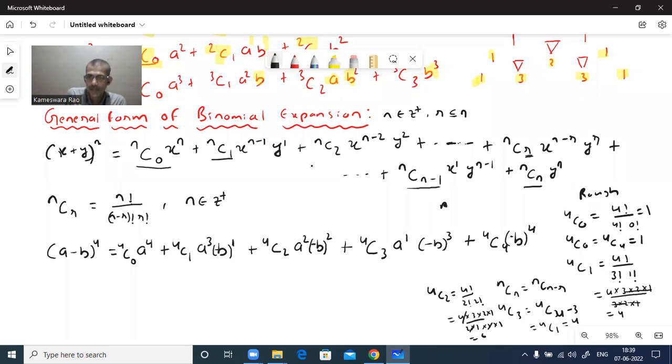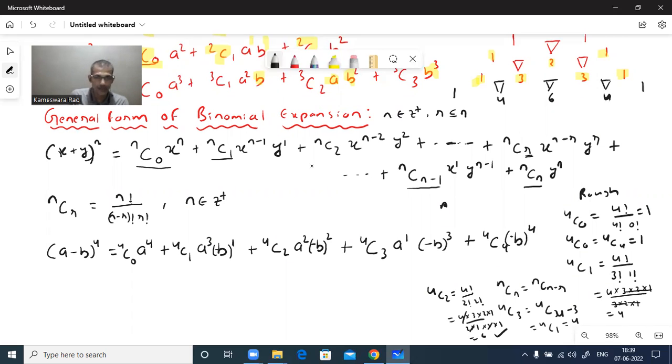Here you can use Pascal's triangle to find the coefficients for A power 4, but you have to write it from the first row onwards. The first and last coefficients are 1. For the second coefficient, 1 plus 3, the previous two terms you add, that is 4. 4C1 is 4. For the third coefficient, 4C2, 3 plus 3 is 6. Here also you got 6 only. And for the fourth term, 3 plus 1, 4.